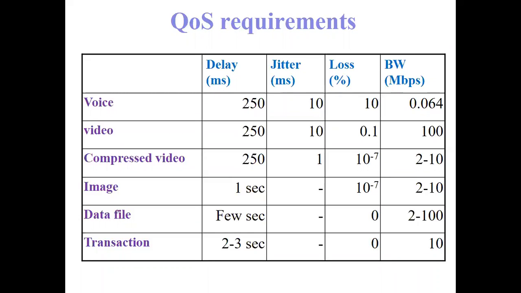Then we have image, the delay is 1 second. The image, especially if it is compressed, arrives faster at the destination. Jitter, there's no jitter. Loss, same as compressed video. Even bandwidth, same as compressed video. Then a data file. Let's say you are sending a file.